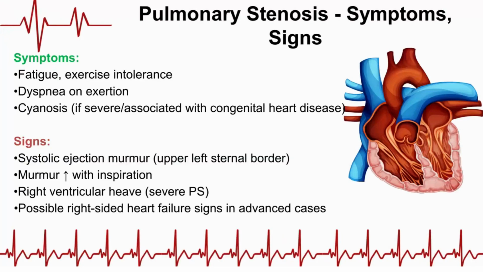That leads me on nicely to talk about symptoms. So fatigue, exercise tolerance, dyspnea on exertion, and especially so with congenital heart diseases, something that you will see is cyanosis, because not enough blood is reaching the peripheries of the body. So not enough oxygenated blood, excuse me.